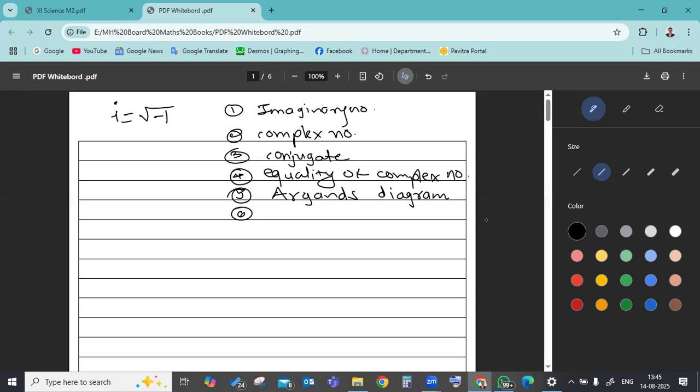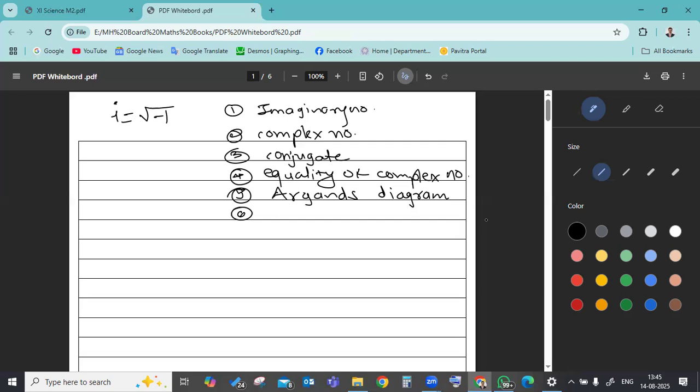There are two axes, where one is the real axis and the second is the imaginary axis. Then we can represent any complex number as a point on the complex plane. Argand's diagram, right? Then the polar form of a complex number and the exponential form of a complex number. These were the topics that we studied yesterday.